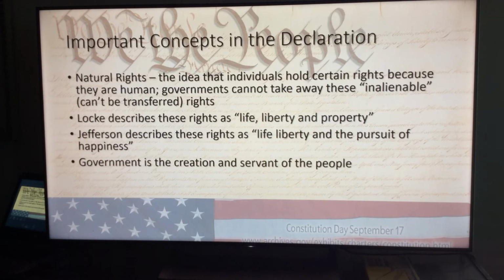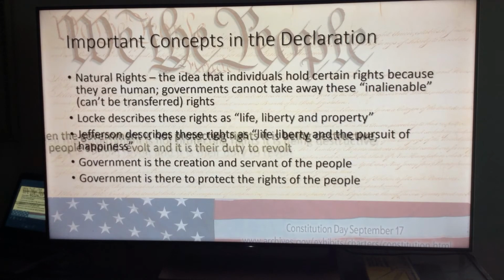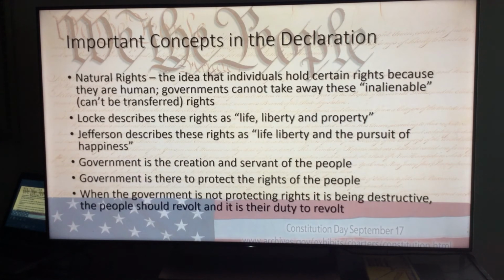Government is the creation and servant of the people. It is there to serve you, not tell you what you have to do or can't do. Government is there to protect the rights of the people. That is its main function, according to the founders. It is to protect rights, not take rights away. When the government is not protecting rights, it's being destructive. It is the people's duty to revolt against that government, which is what the founders were doing when they told England that you are trampling our rights, we are leaving.